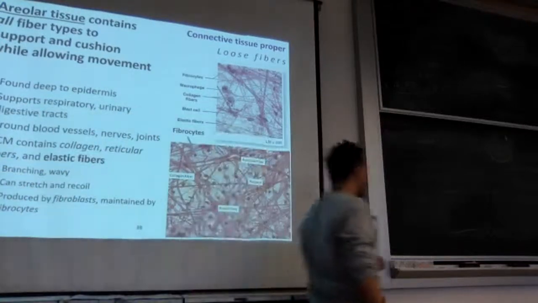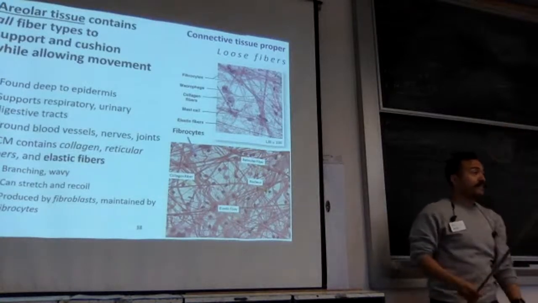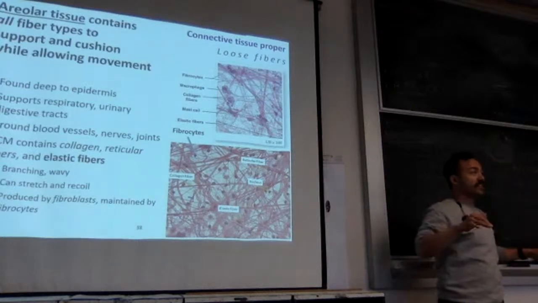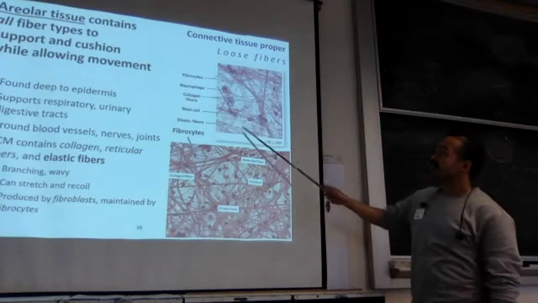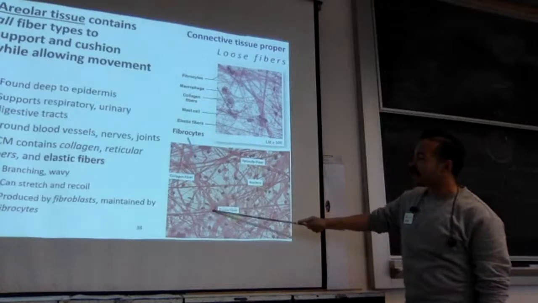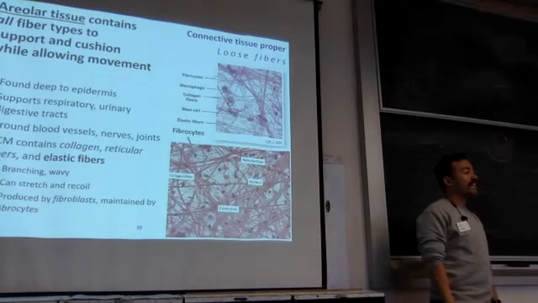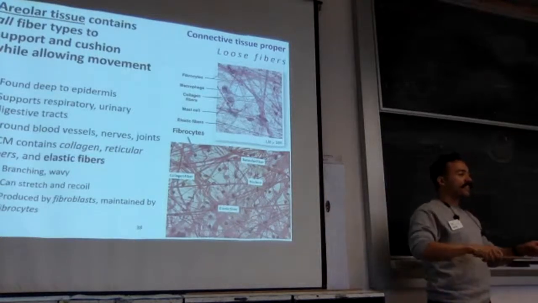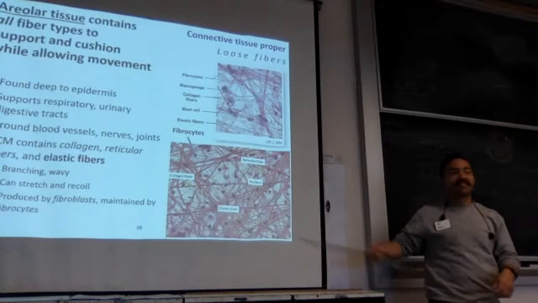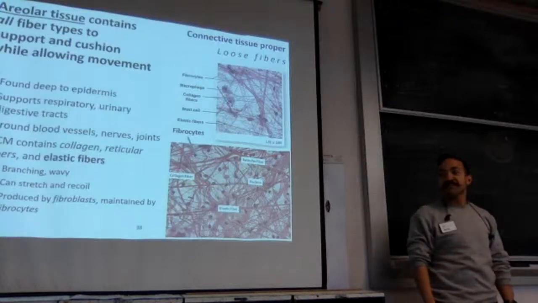The difference between these three types of fibers: collagen was straight. Reticular was very branched. Elastic is wavy. Where's a good example? All this wavy texture here, that's elastic fiber. Elastic fibers are wavy. Think of a coil. Coils are stretchy and springy. The wavy elastic fibers can do that. Yes.